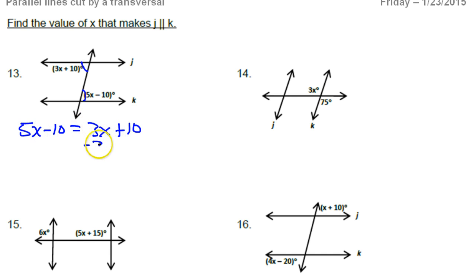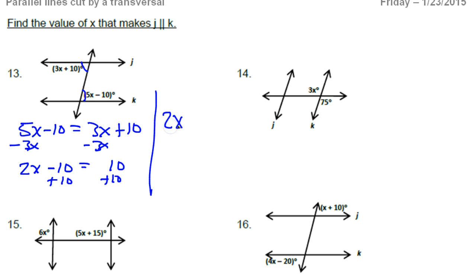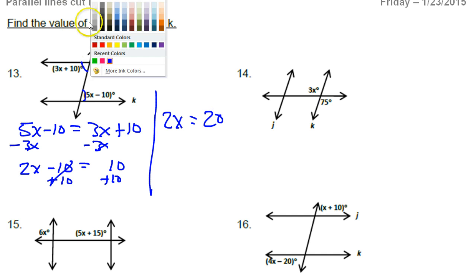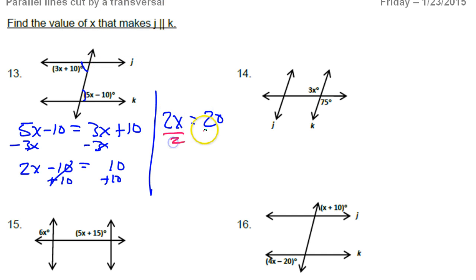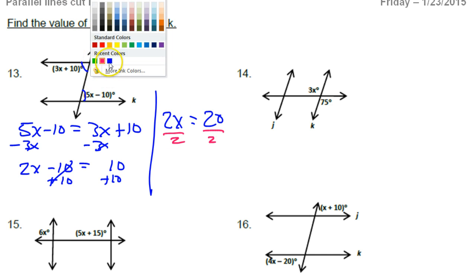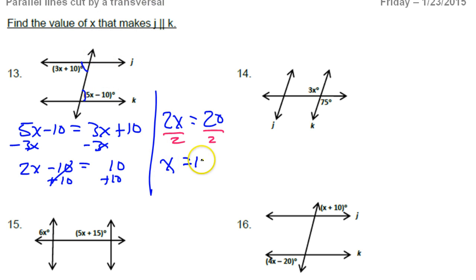Whenever you have variables on both sides, subtract. Okay, so that's going to give me 2x minus 10 is equal to 10. Then I would add 10 to both sides. Okay, so that's going to give me 2x, these cancel, 2x equals 20. And then you divide both sides by 2. So of course, x equals 10. Okay, number 14.